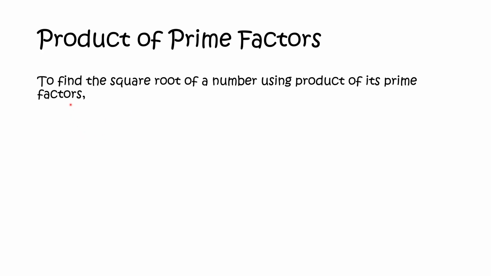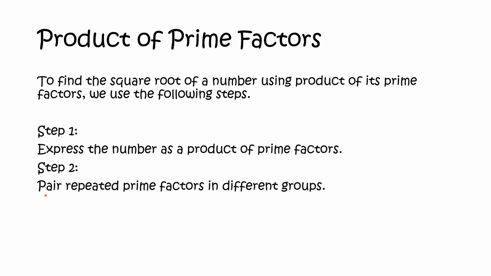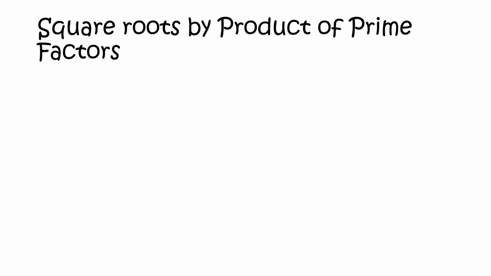Right. To find the square root of a number using the product of its prime factors, we use the following steps. Step 1. Express the number as a product of its prime factors. Step 2. Pair repeated prime factors in different groups. And the final step. Select one of the groups. With these 3 steps, we are assured of getting the square root of any number.